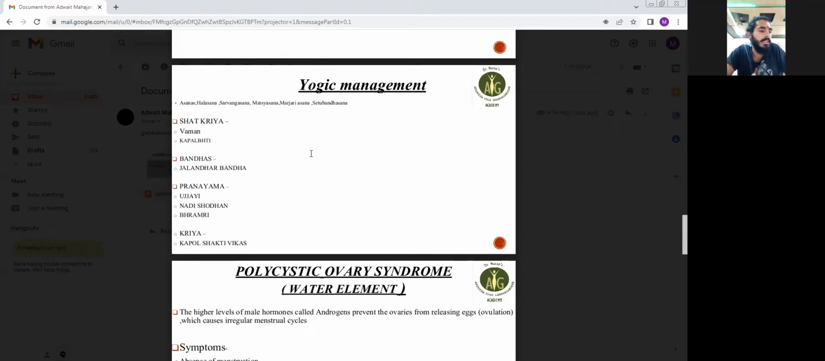The second is the asanas. What are the asanas that mainly activate or work on your neck? So the Halasan, Sarvangasana, Matsyasan, Marsipyasana, and the Setubandh asana that we can do.